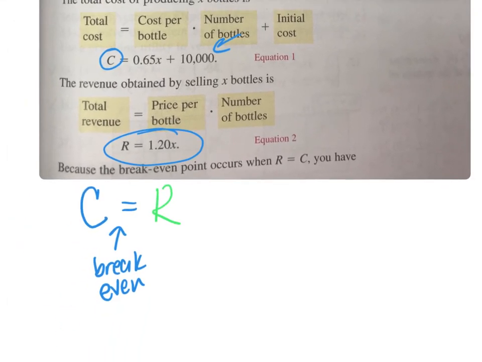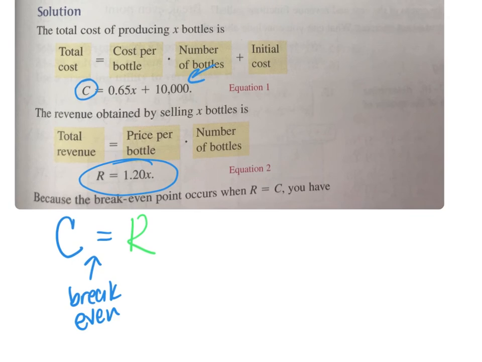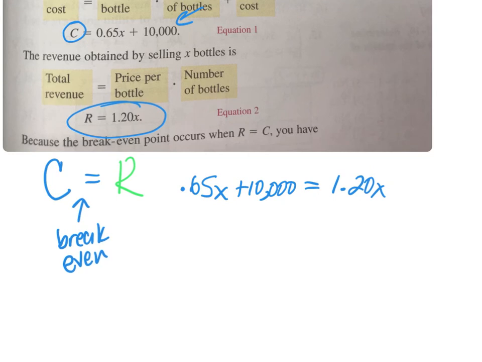So the hardest thing is actually writing this equation, and it's not really hard. Once you guys go through this, you'll see, okay, however much money it cost me to start it, plus however much each thing costs to produce, should equal however much each thing I charge to sell. So you would literally write 0.65x plus 10,000 equals 1.20x. You're solving for x.